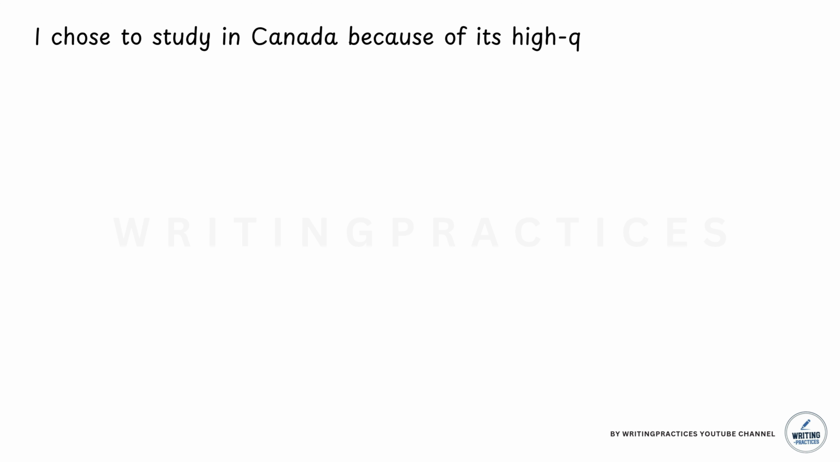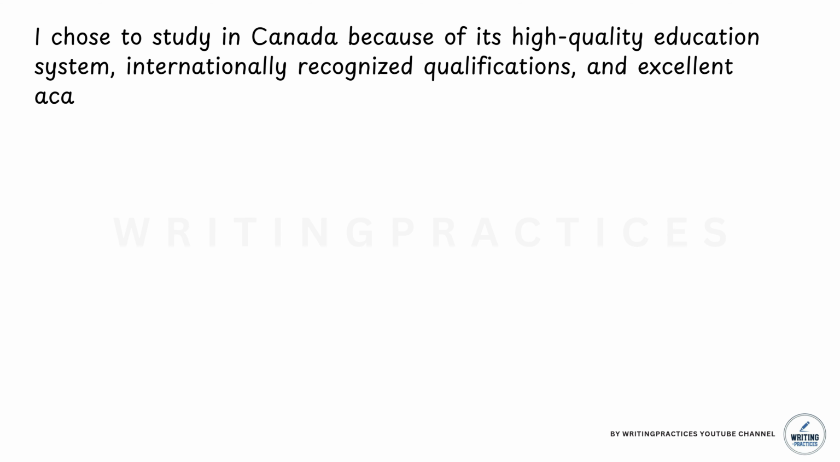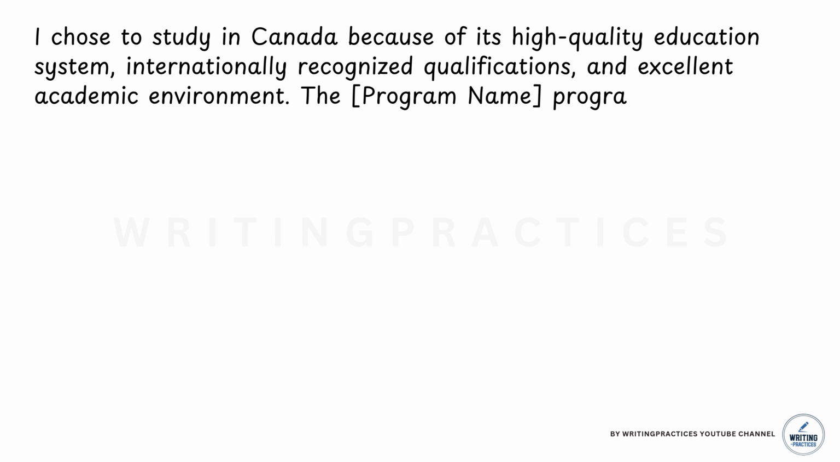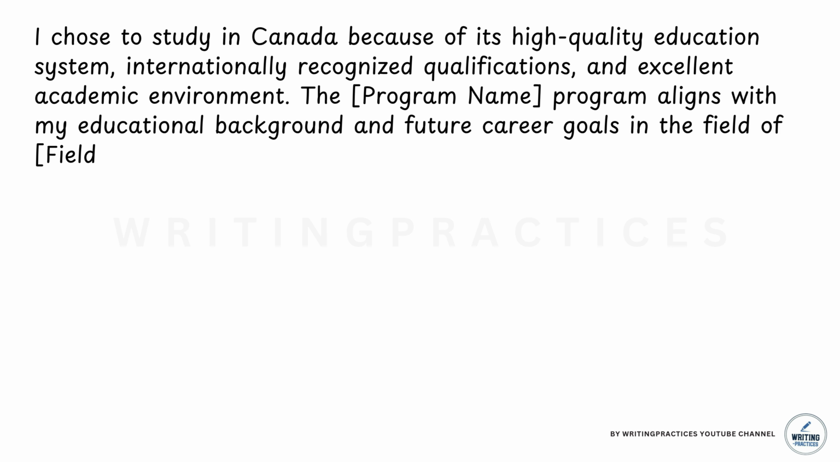Paragraph 4. Reason for choosing Canada and program. Explain why you chose Canada and the specific program. For example, I chose to study in Canada because of its high-quality education system and internationally recognized qualifications. The Master of Business Administration program aligns with my future career goals in international business management. This helps the visa officer understand your educational motivation. Connect the program to your future career plans.